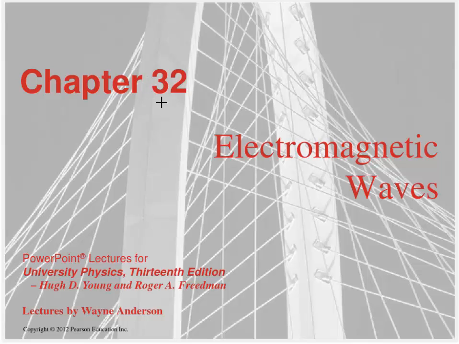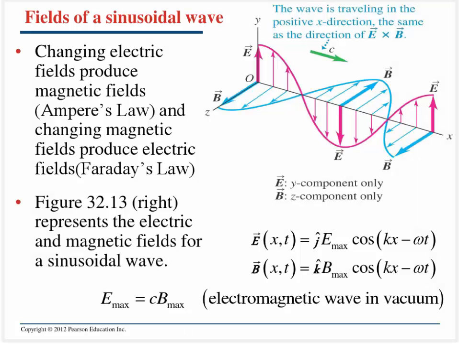Alright, this will start the combined lecture for chapters 32 and 33, starting off with electromagnetic waves. So, we've said that with Maxwell's equations we know everything that we need to know about electric fields and magnetic fields, and one thing that I noted was that Ampere's law said a changing electric field is going to produce a magnetic field, and also a changing magnetic field is going to produce an electric field.